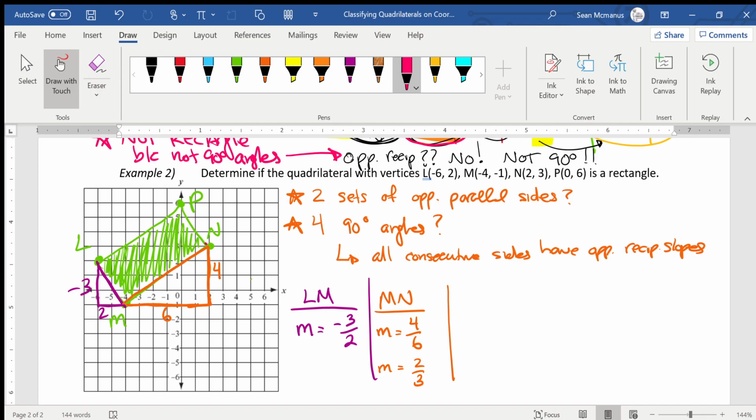The third side, N to P, I'll do that in pink. Draw in my triangle. Remember, we always go from left to right. And it's going to go down 1, 2, 3, and to the right 2. So NP, the slope went down 3, right 2.